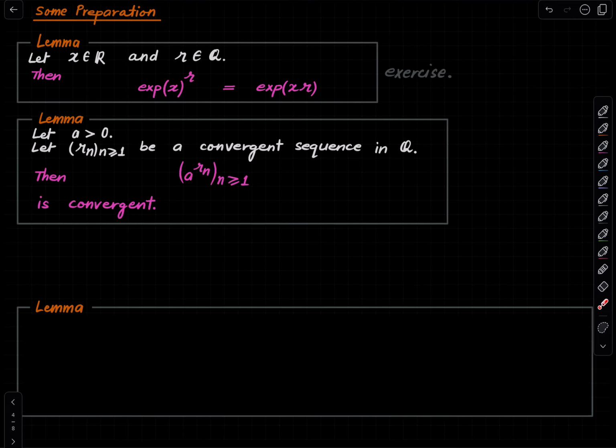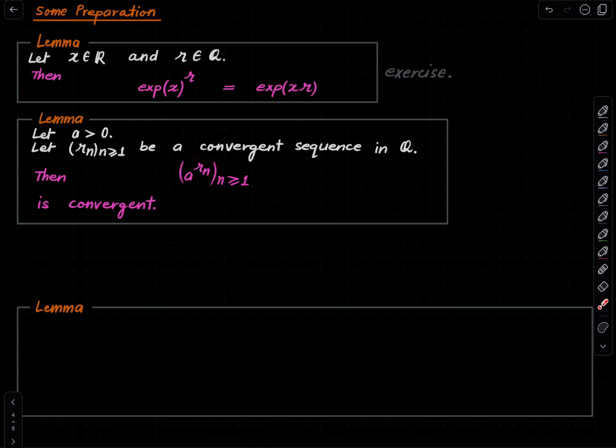Once we have that with us, we finally have one key lemma. Suppose A is a positive real and Rn is a sequence of rational numbers which is convergent. So fix a convergent sequence of rational numbers. Then we get this sequence, since we defined what is the meaning of a to the power some rational, a to the power any rational is well defined. So we get a new sequence of real numbers, and we claim that this is also convergent. So if you have a convergent sequence of rationals, you get a convergent sequence after you exponentiate.